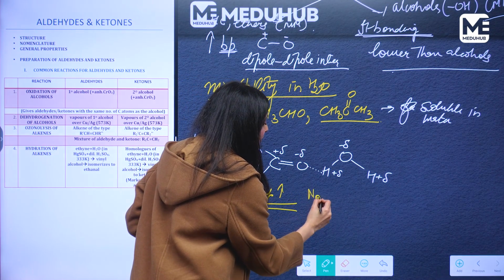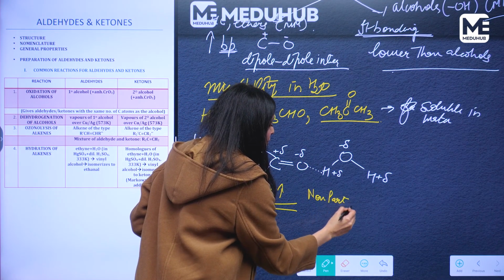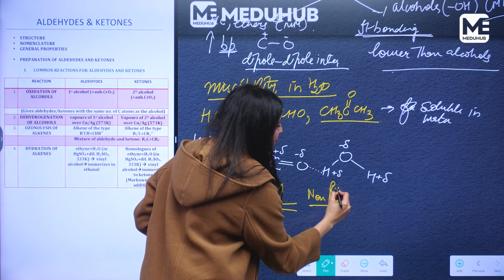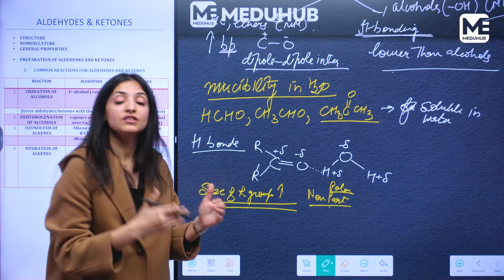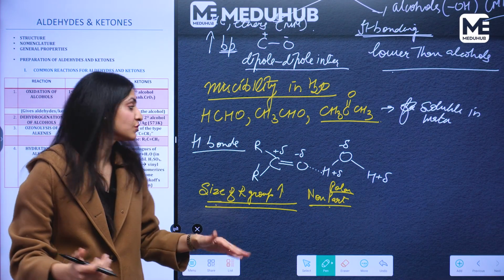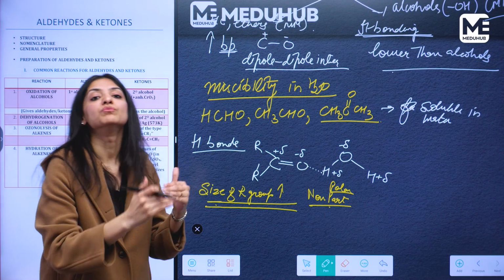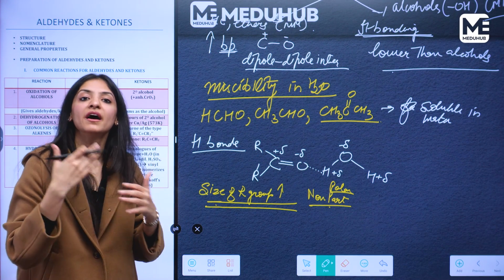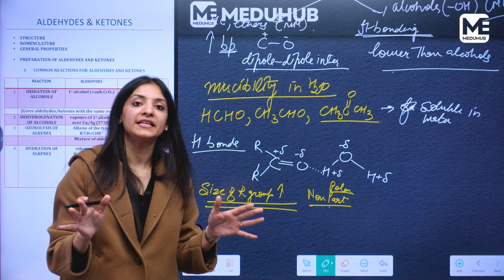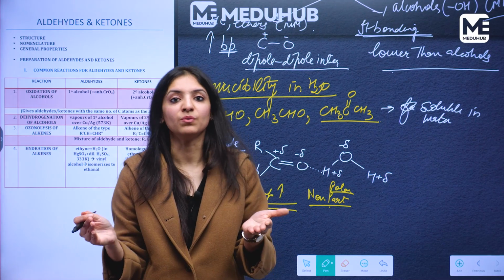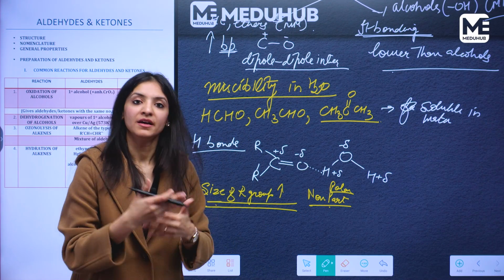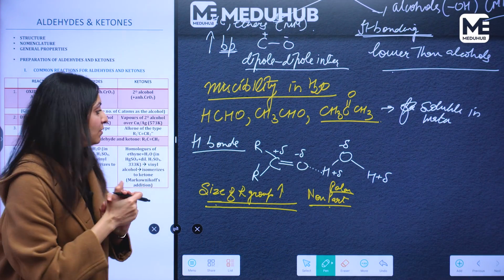But as the size of the R group increases, the non-polar part of the molecule grows in size and the solubility gradually decreases. So the lower ones are soluble. As you move on to higher aldehydes and ketones, they are insoluble. But all aldehydes and ketones are soluble in organic solvents like benzene, ethers, carbon tetrachloride, etc.